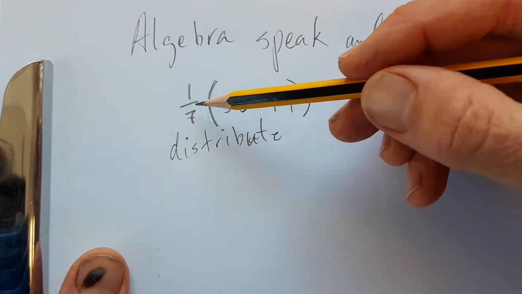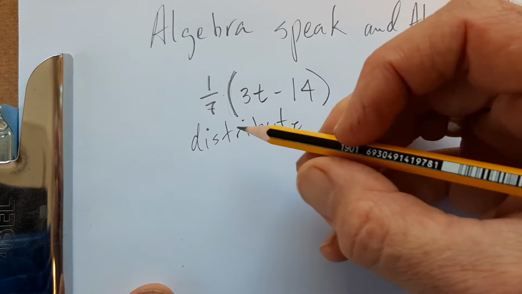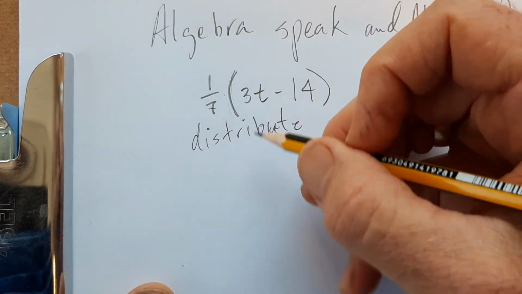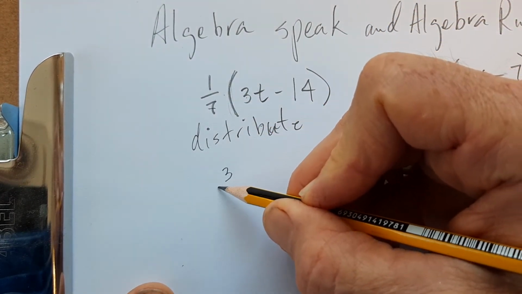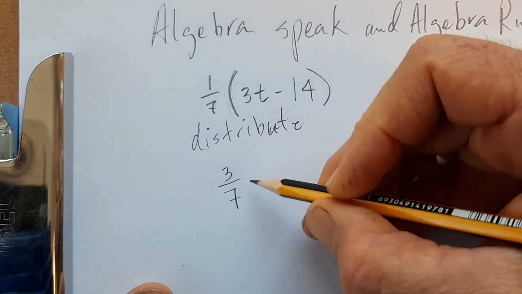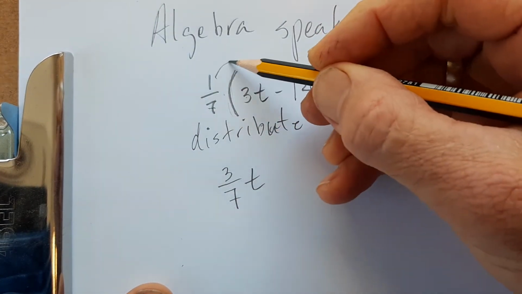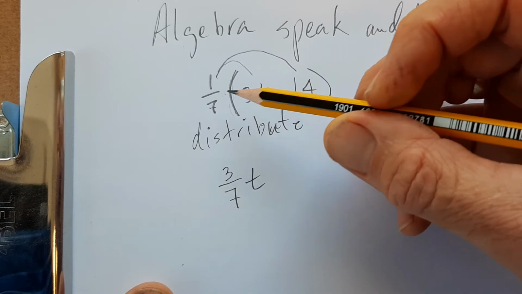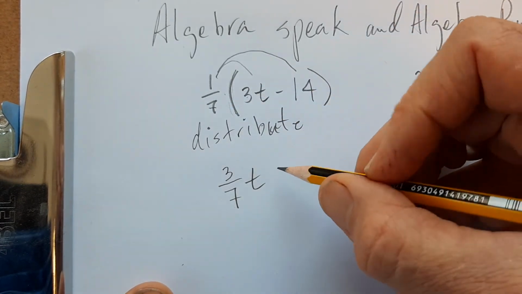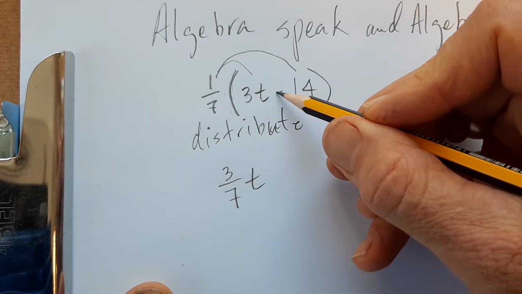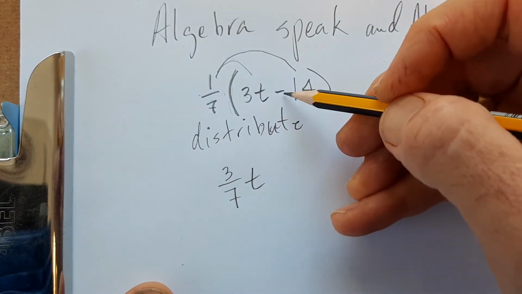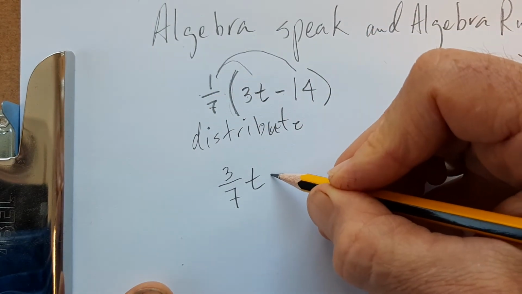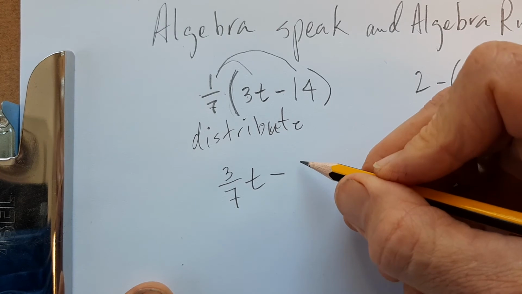Okay, so 1/7 times 3t. 1/7 times 3, if you need that in your calculator, put it in your calculator, but that's 3/7 t. Okay, I'm multiplying that one, then I'm distributing to the other one. 1/7 times 14. Don't forget your minus, okay? Positive times minus is a minus. Positive times negative is negative.